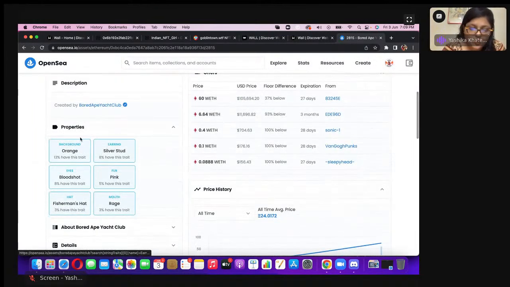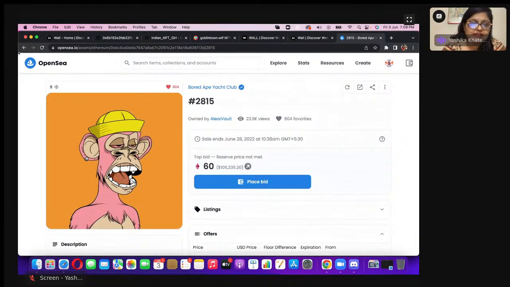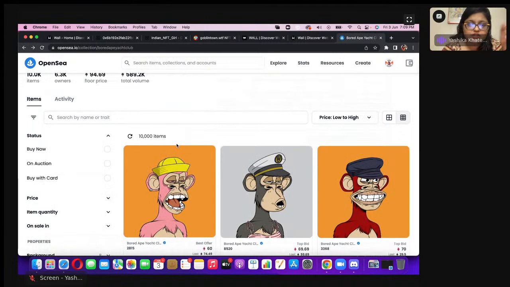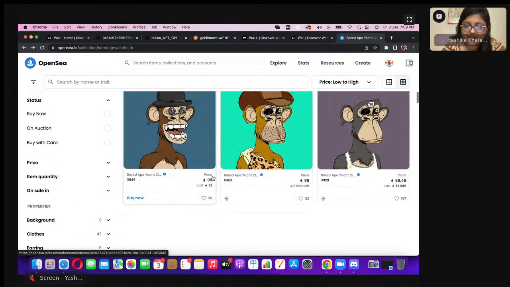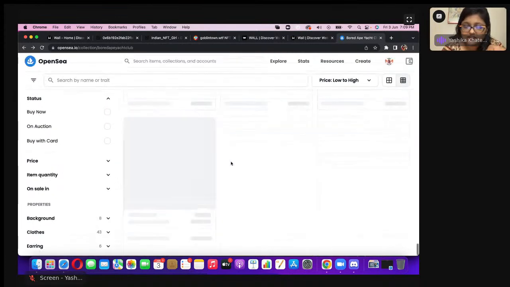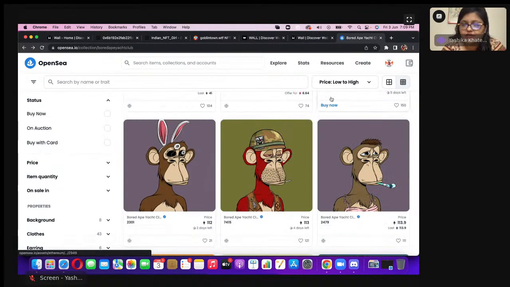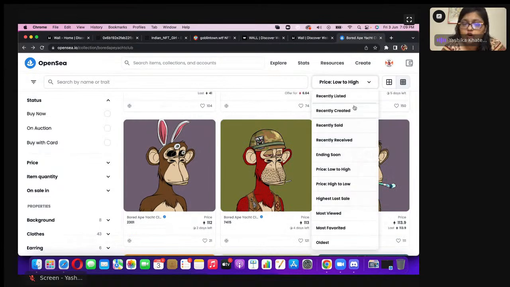So it is these properties that will actually help me analyze if this NFT is going to be much more valuable in the future or not. So you can see back here in the collection that although there are 10,000 NFTs, one NFT is priced at 60, and there is another NFT which is priced at 112. So why is this difference? Because there is a difference in the characteristics of that.